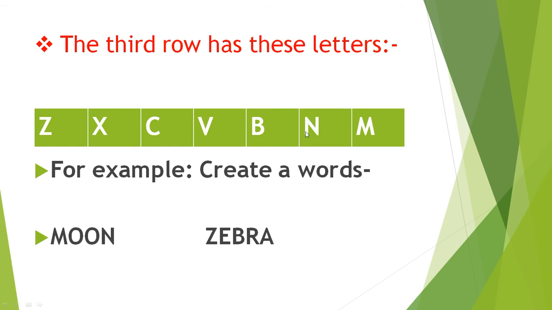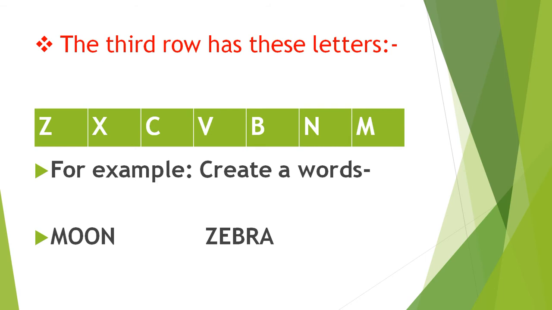Okay. Next, the third row has these letters: Z, X, C, V, B, N, M. This is the third row of letters on the keyboard. For example, use the third row to create words: moon, it shines in the night. Second, zebra, an animal with stripes.